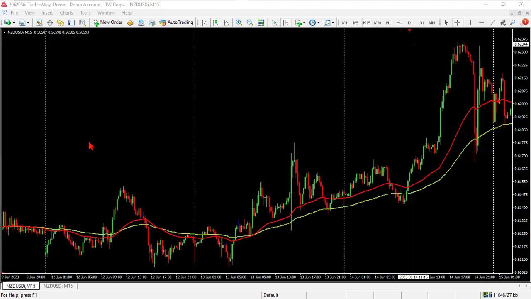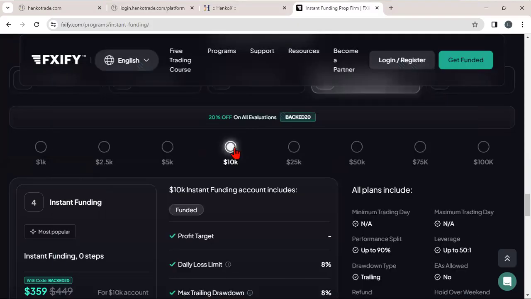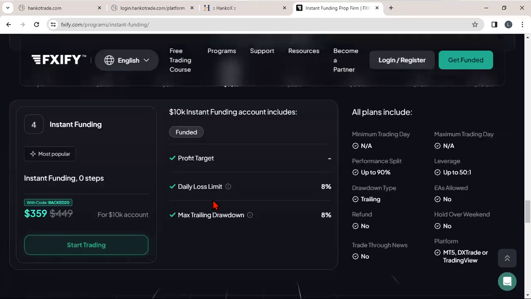With the instant funding option, okay, there we go. With FXify, you can do instant funding, and you want to go with the $10,000 option. You get an 8%, which is $800 daily loss limit, but it's plenty because you only want to go for $400 minimum, right? So you're taking $359 and you're getting the 10K account.